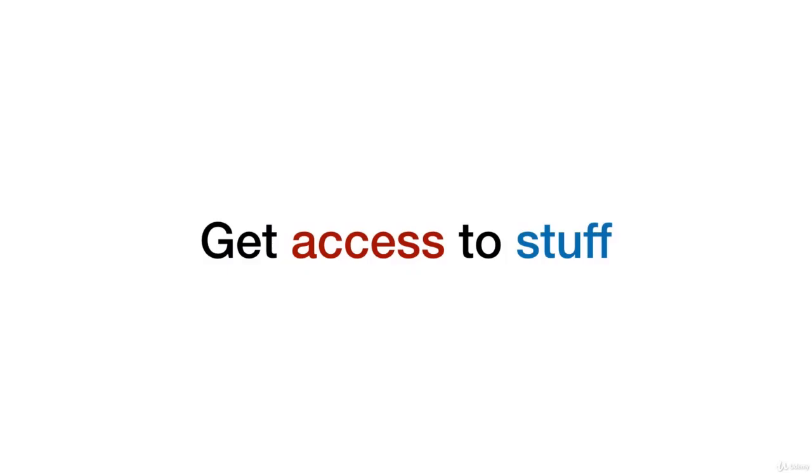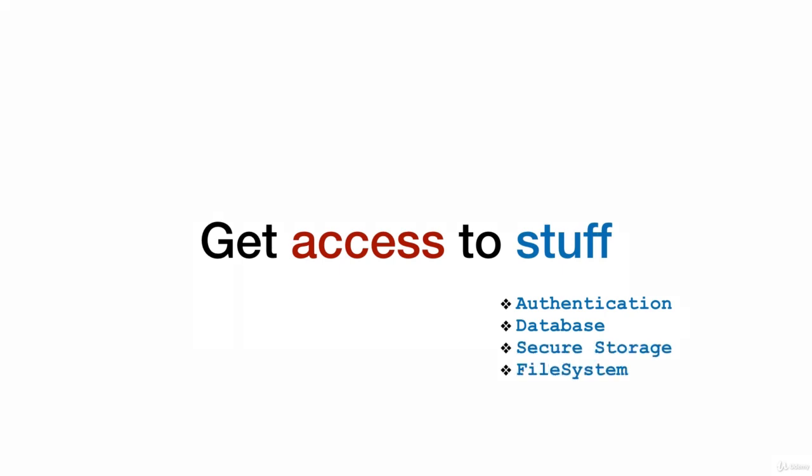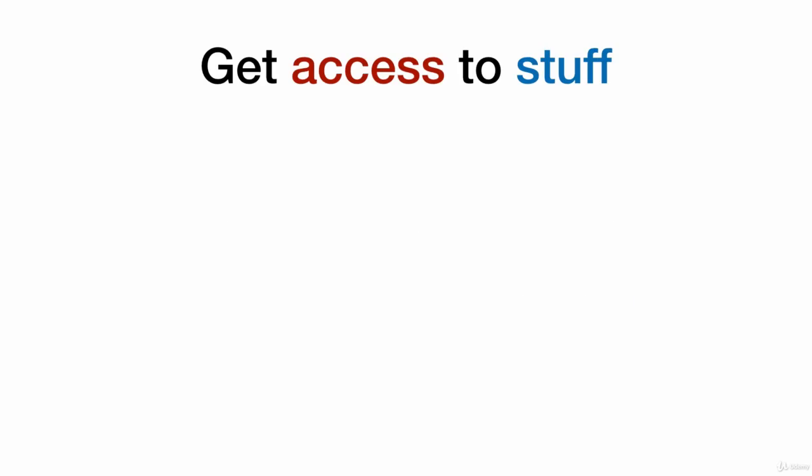And that question is, how do we get access to stuff? And by stuff, I mean any service that could be useful in our application. So things like an authentication service, or a database, or secure storage, or file system. So anything like that. Okay, so now that we have defined what we mean by stuff, how do we get access to it?